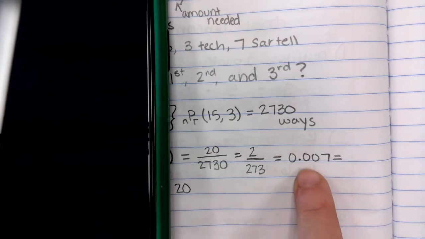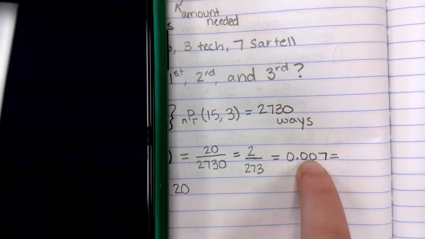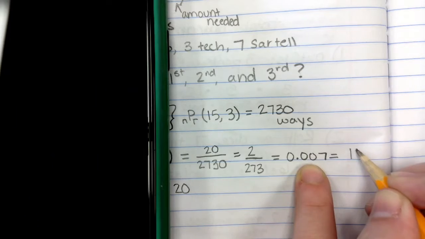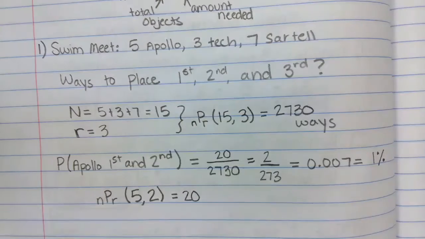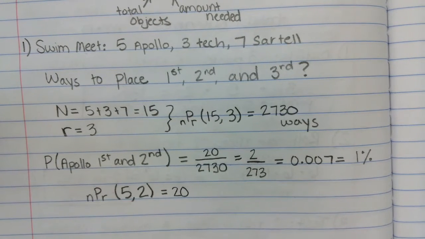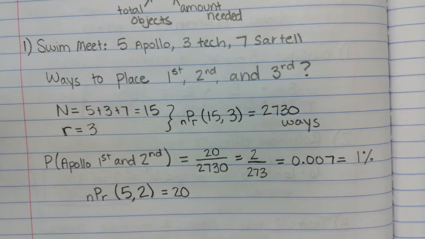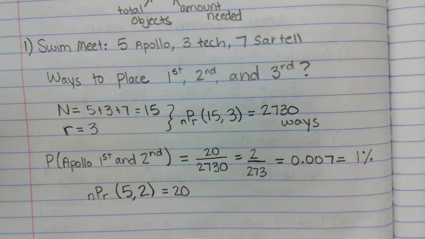Now, like we were talking about before, though, when you're swimming, is it just random who gets first, second, and third? No, it's based on ability, okay? Apollo has a really good swim team right now. So we probably would have a pretty good chance of maybe getting second and third. It's probably not too far off from 1% because Sartell has more swimmers swimming, so they're going to have better probability. But this is just if it was all random.